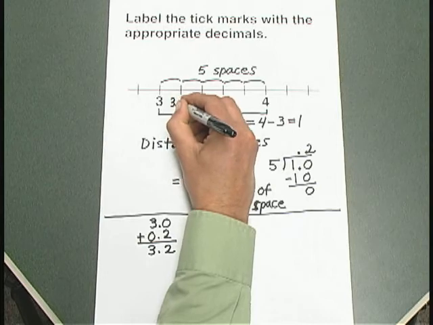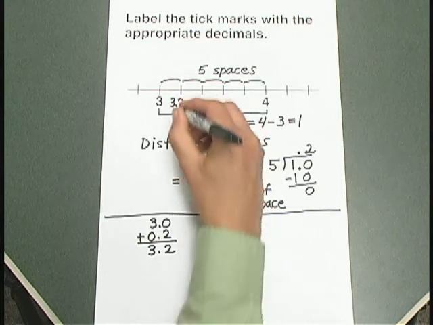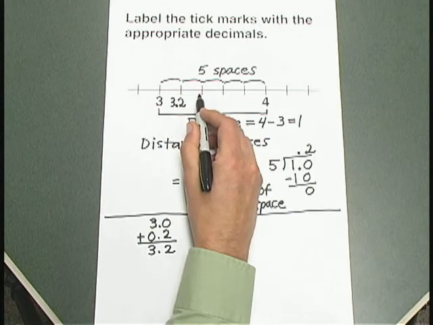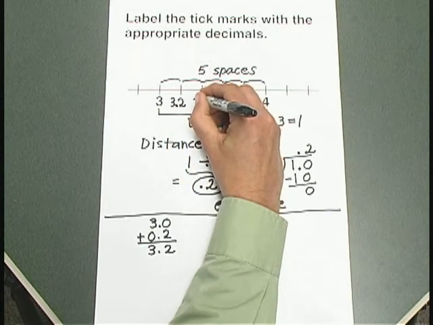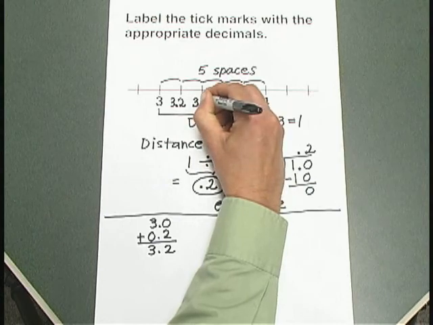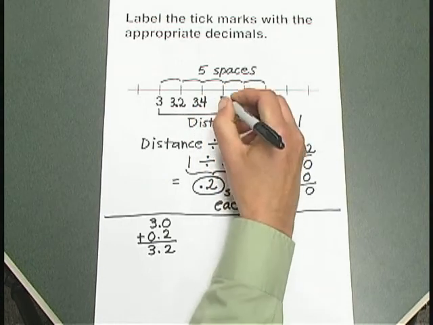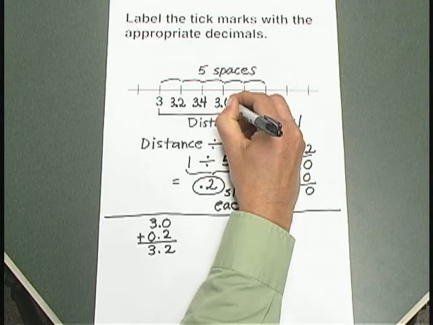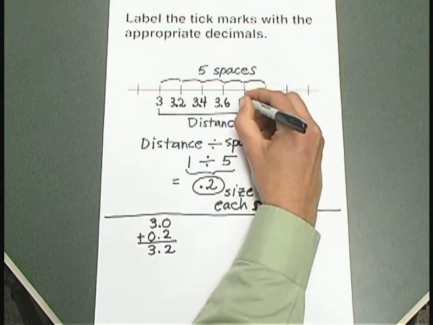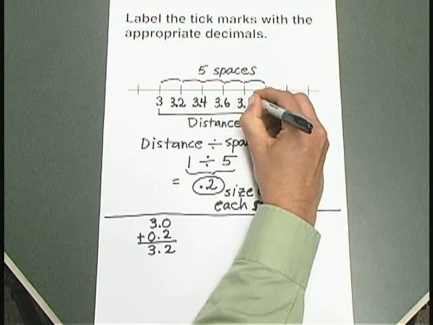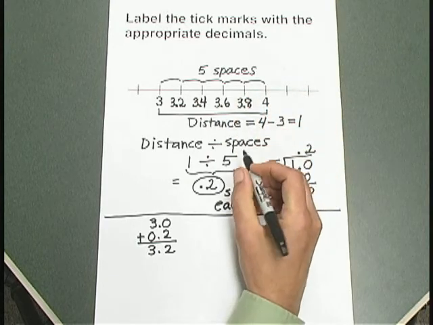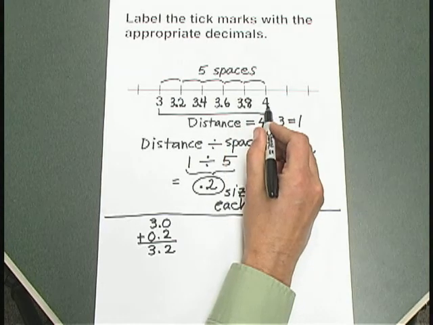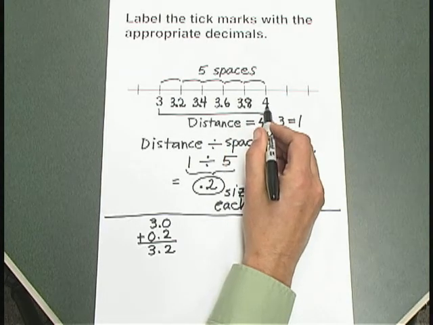So I have 3.2 on my first tick mark to the right of 3. Then I add 0.2 more, and I get 3.4. 0.2 more gives me 3.6. 0.2 more is 3.8. And then if I add 0.2 more, I get 4.